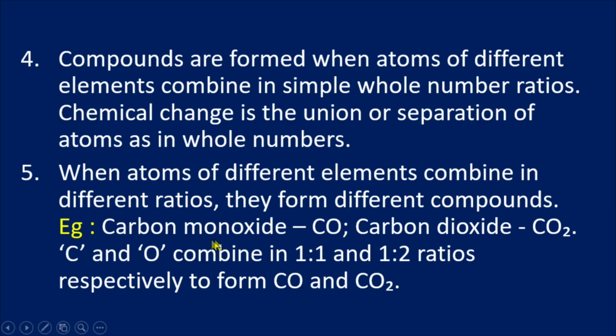See the formula of carbon monoxide. Yes, carbon monoxide is given by CO, where C stands for carbon, O stands for oxygen. Carbon dioxide, CO2. So here we have mono means one oxygen only, dioxide means two oxygen. So here carbon and oxygen are combining in 1:1 ratio to form carbon monoxide and 1:2 ratio to form carbon dioxide. Children, these two are different compounds.